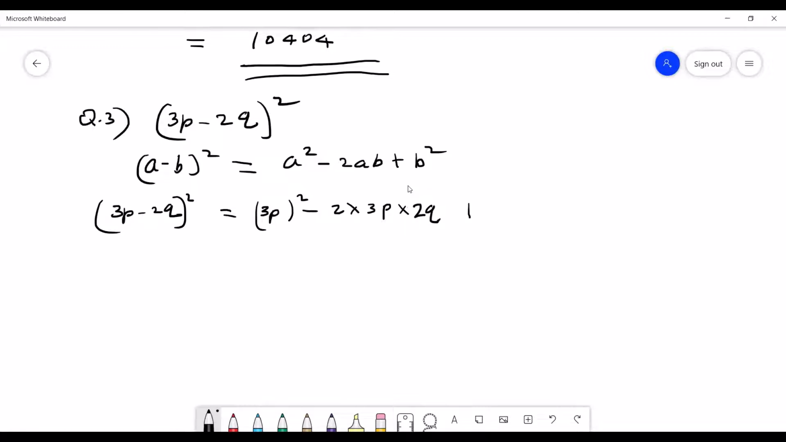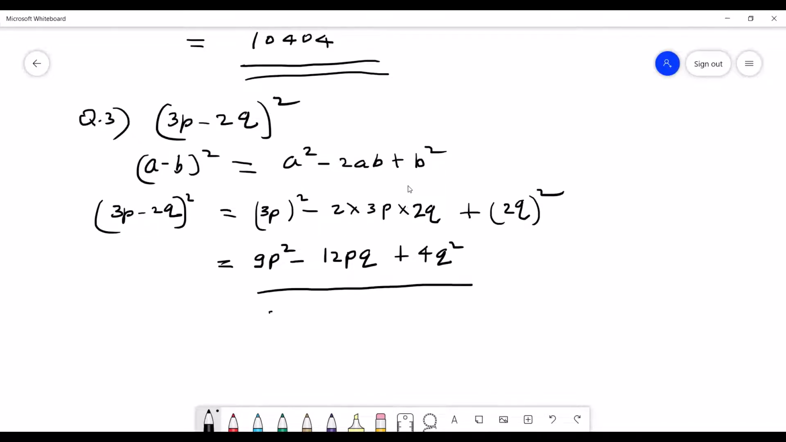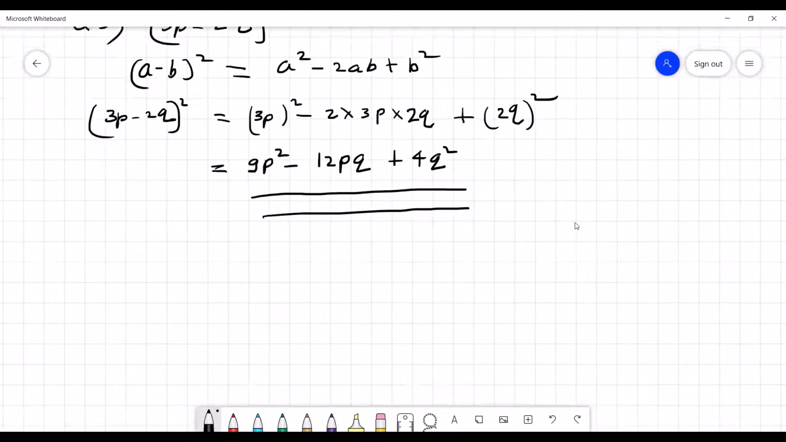Then we have b square, that is 2q the whole square. So what we are getting here is 9p square minus 2 into 3 is 6, 6 into 2 is 12, 12pq, then plus 4q square. So this is the solution of this question. See how easily we could come to a solution.